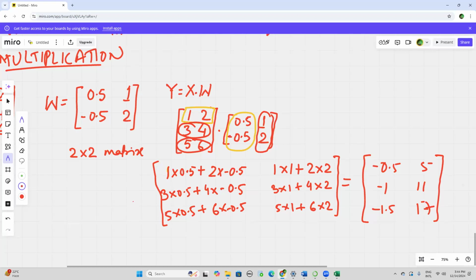Is it clear till here? Yes, clear. Understood? Okay. For the first row, is it 0.5? It is 0.5. This one you're telling, Sheetal? Yes. This is minus 0.5. Okay, minus. Got it. 0.5 into 1 will be 0.5. Plus minus 2 into 0.5 will be minus 1. 0.5 minus 1 will be minus 0.5. Yeah. So this is how we do matrix multiplication.